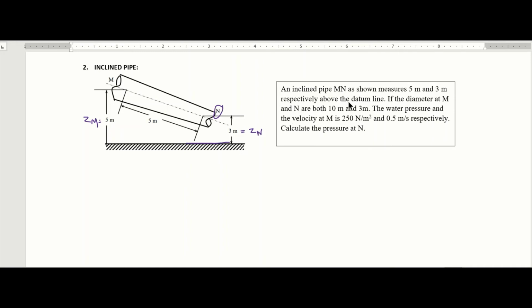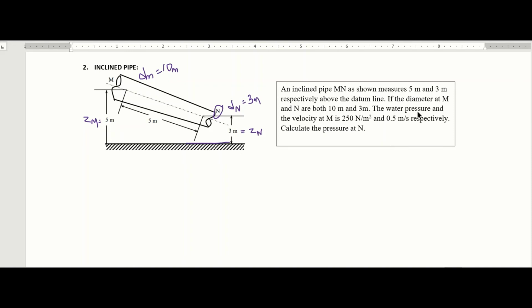It reads, an inclined pipe MN as shown measures 5 meters and 3 meters respectively above the datum line. If the diameters at M and N are 10 meters and 3 meters, so let me call this, the diameter at M is 10 meters. It is very important to always label your work. And the diameter at N is 3 meters. Very important to show this on the diagram.